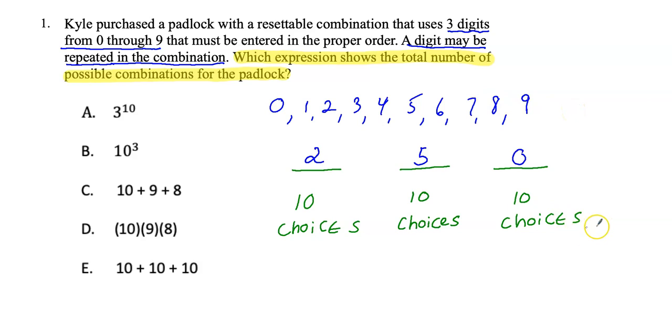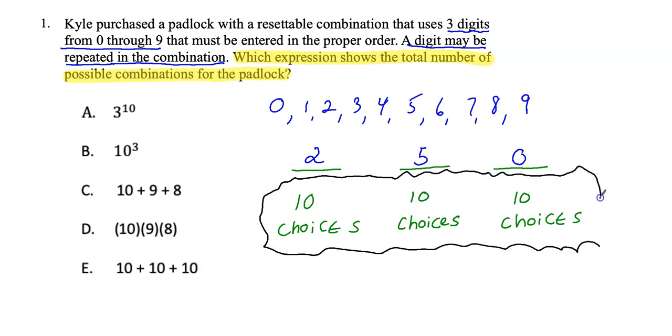So what I need to do is look at my choices right here. We have 10 choices for the first digit, 10 choices for the second digit, 10 choices for the third digit. What do you think I'm going to do with these 10s? Do you think I'm going to add them up or multiply them? With these types of problems, you're going to multiply these. So it's going to be 10 times 10 times 10.